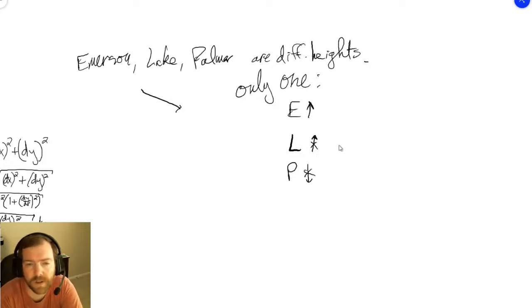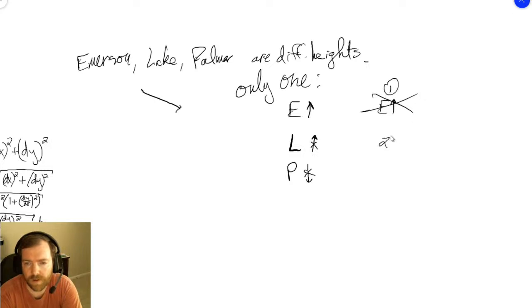Alright, so if only one of these is true, then Emerson, so if Emerson is the tallest, then Lake is not the tallest, and oh, sorry, wait, only one of these can be true. So if Emerson is the tallest, then Lake cannot be the tallest, but that would be true, so that's not going to work. Alright, so this one's not going to work.